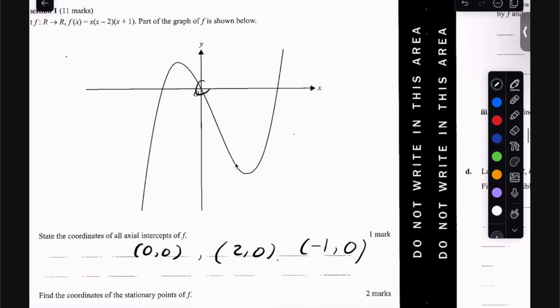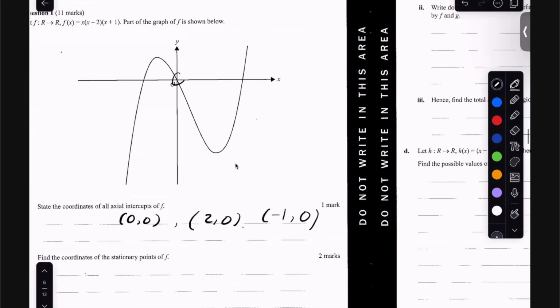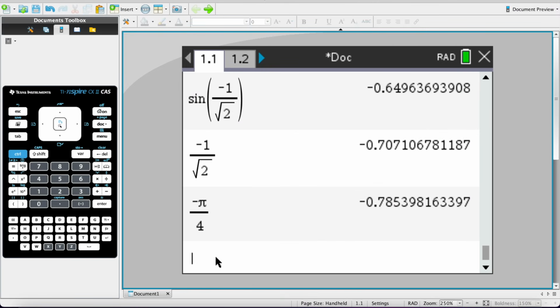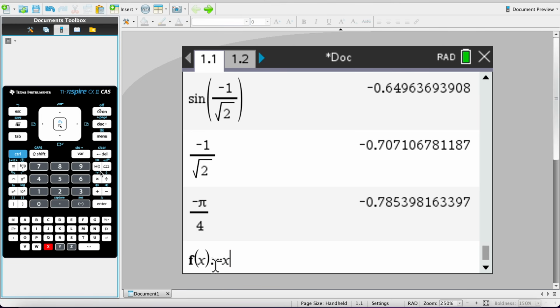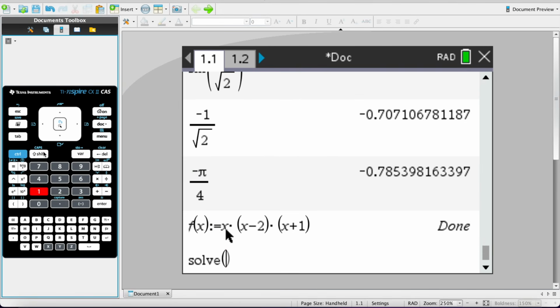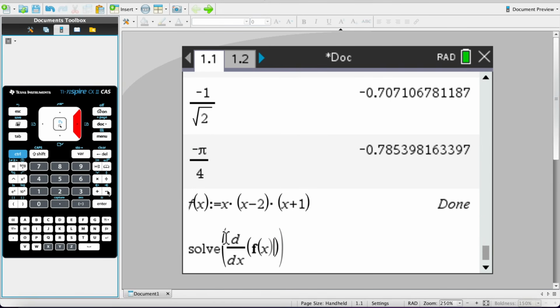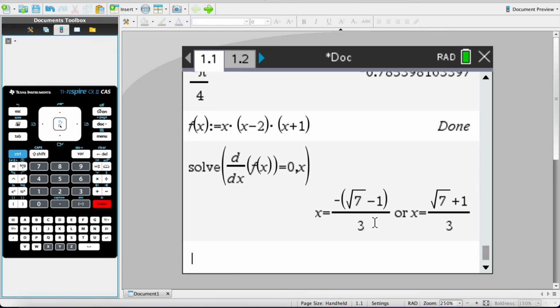Coordinates of the stationary points. They have 2 marks. You might as well just write f dash x is equal to 0, x is equal to, and just solve on the CAS. I might define the function as well. Define that as x times x minus 2 times x plus 1, and then just solve f dash of x is equal to 0 comma x. These are your stationary x values, so I'll just write them down: -√7 minus 1 all over 3, and √7 plus 1 all over 3.